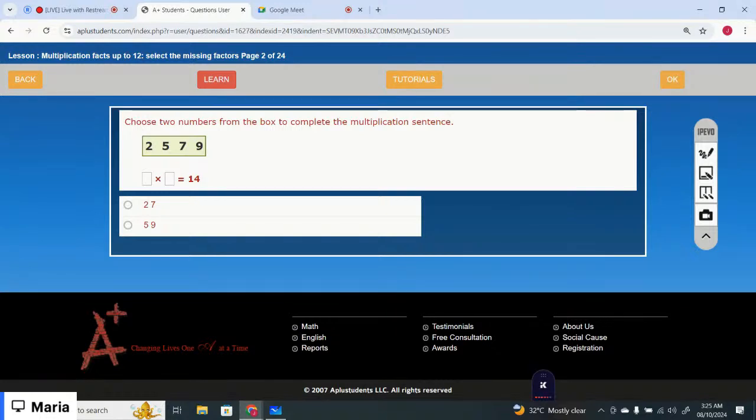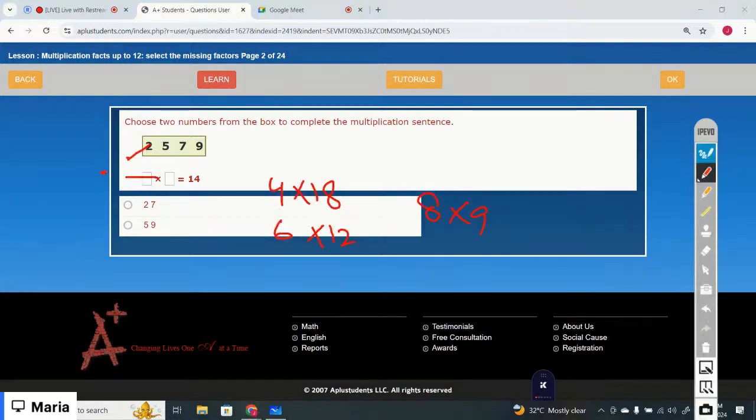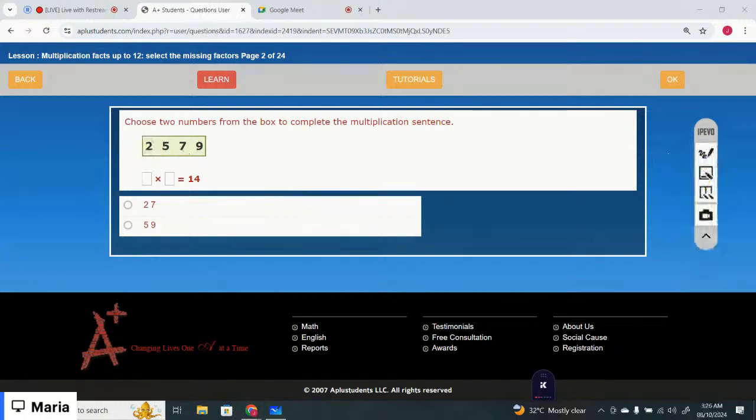Choose two numbers from the box to complete the multiplication table. Which two numbers have the product 14? So, which is the correct option? Start with the first number. 2 is a factor of 14. And 2 times what number makes 14? 2 times 7 makes 14. You have both the numbers here, 2 and 7. So, option number 1 is the one, that is 2 and 7.